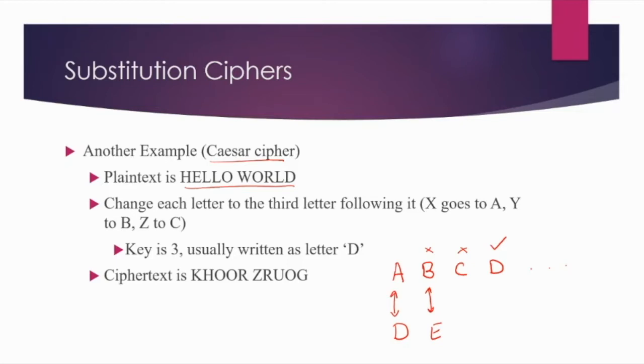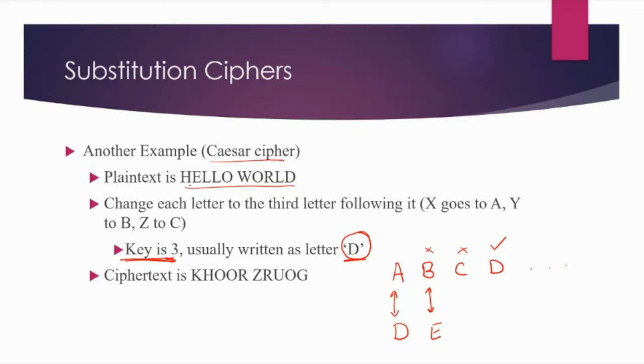What is the key here? The key is 3, and the key is usually written as D. Some of you are asking whether the key is numeric. The underlying thing is that it is numeric. You have to calculate it mathematically, but yes, you can also represent it in the form of alphabets. Here it is D, because A gets replaced by D, and the method is followed for the remaining letters.